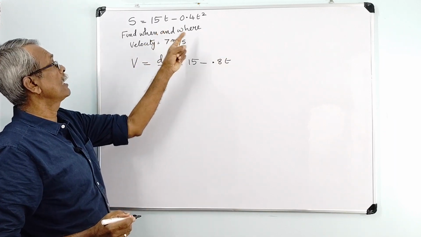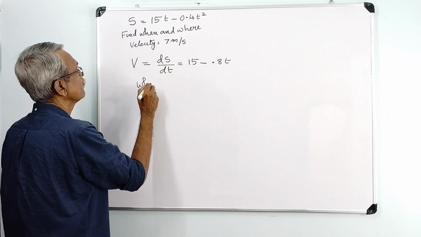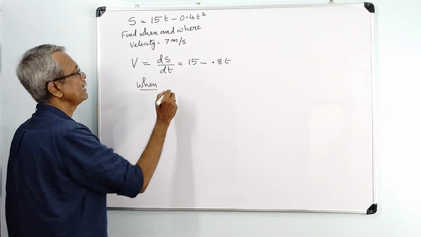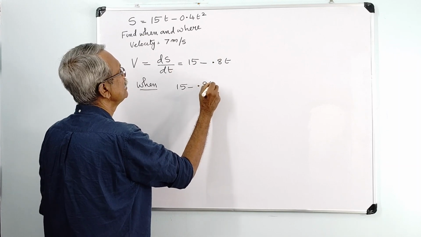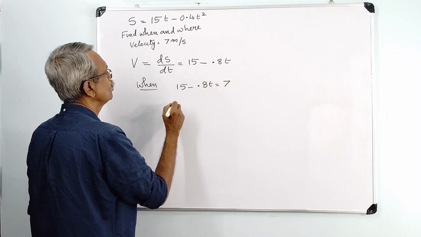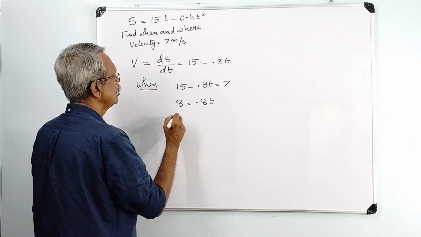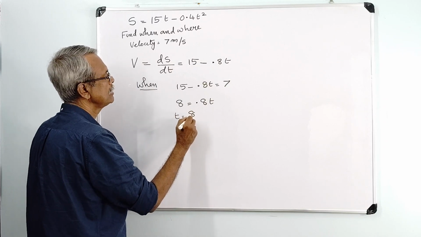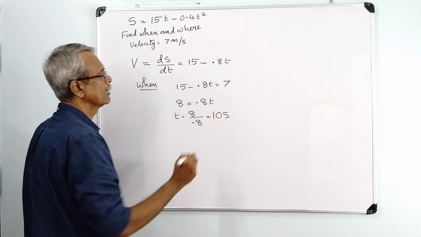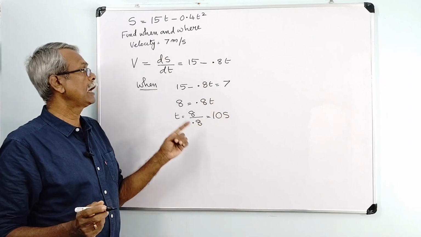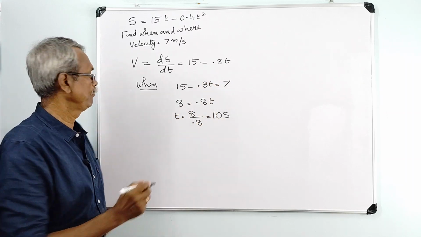When and where the velocity is 7 meters per second. We have to first calculate when. That is 15 minus 0.8 t is equal to 7, or 8 is equal to 0.8 t, or t is equal to 8 divided by 0.8 is equal to 10 seconds. Therefore, the particle will have a velocity 7 meters per second when time is equal to 10 seconds.